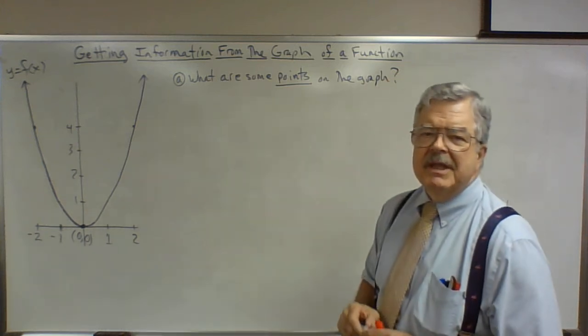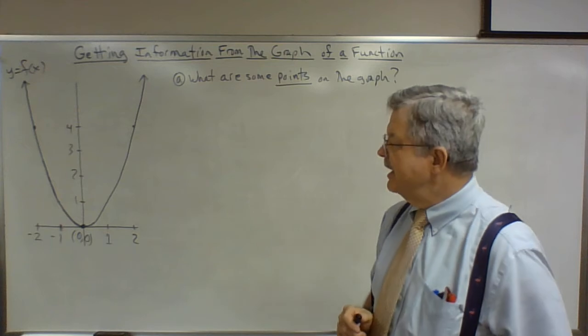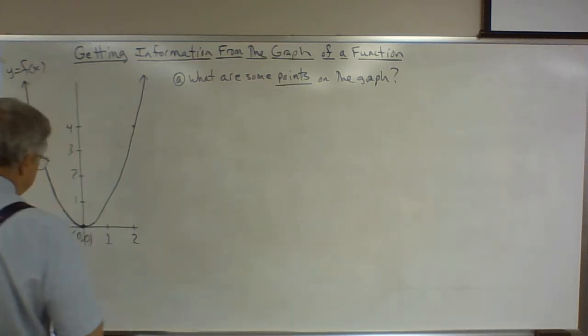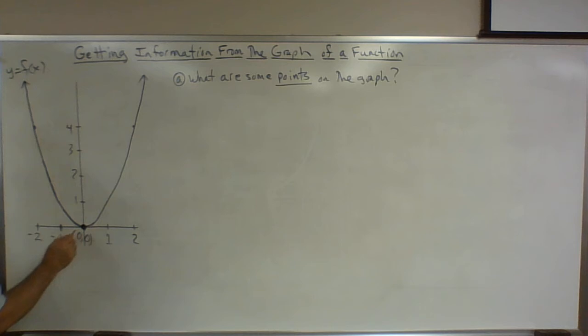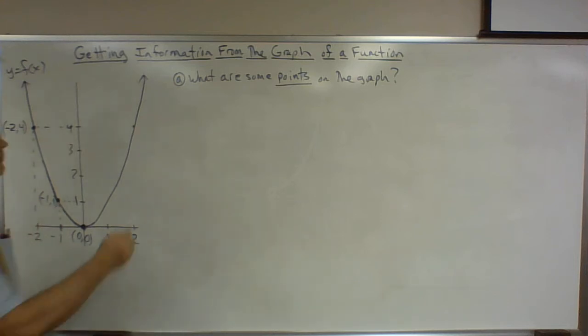We'll just look at some easy points on the graph to identify. This one seems like a really easy one to identify. And when x is -1, it looks like y is +1. And when x is -2, it looks like y is 4. So let's see, -2, 4, -1, 1, 0, 0. So I'll write those down.